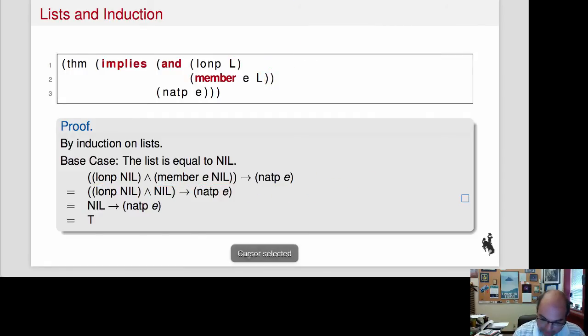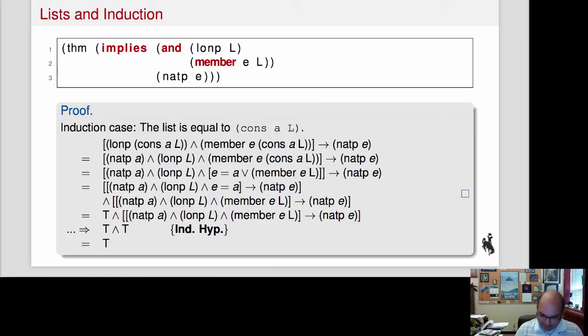All right. Now let's think about the induction step. What do we have in the induction step? Well, L is equal to the cons of some element A and some other list, which we also call L, but we probably should call it L2 to be more clear. Anyway, let's instantiate the theorem we're trying to prove. We have that cons L is a list of natural numbers, and that E is a member of that list, cons L, and then we should conclude that E is a natural P. All right. So where do we go from there?